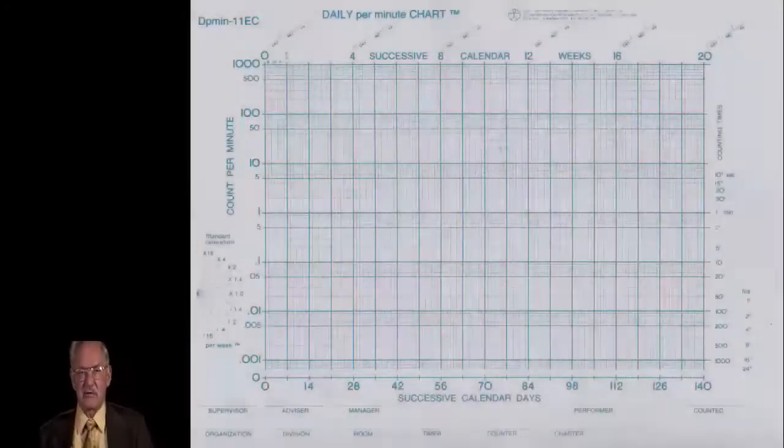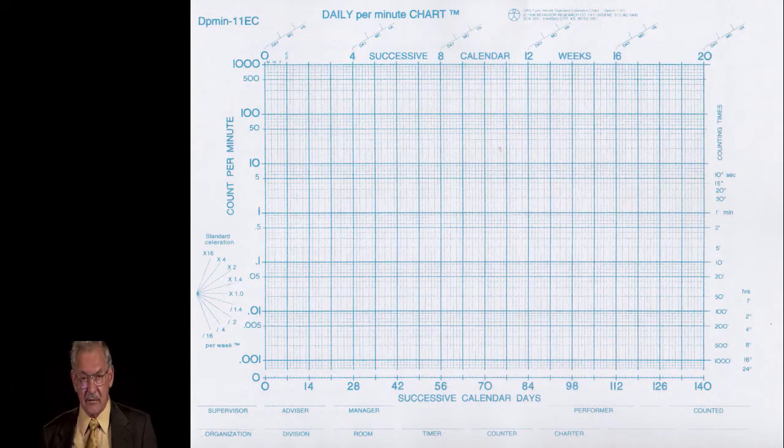Now that covers the procedure for plotting frequencies on the chart. Frequencies occur when we observe the behavior, we count it and time it, and we divide the count by the time and we get a frequency.